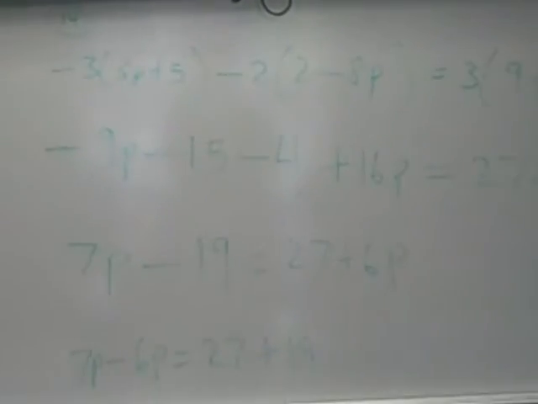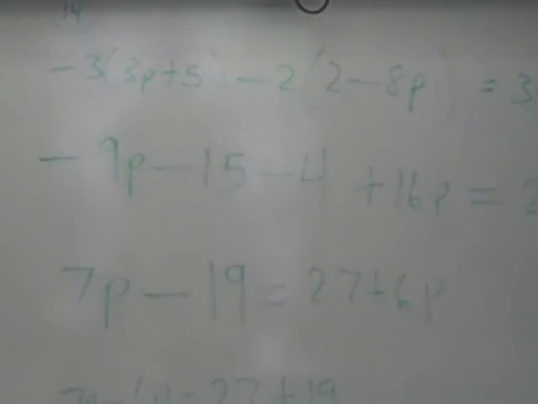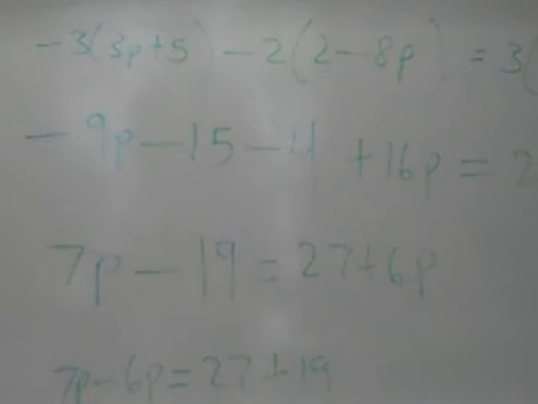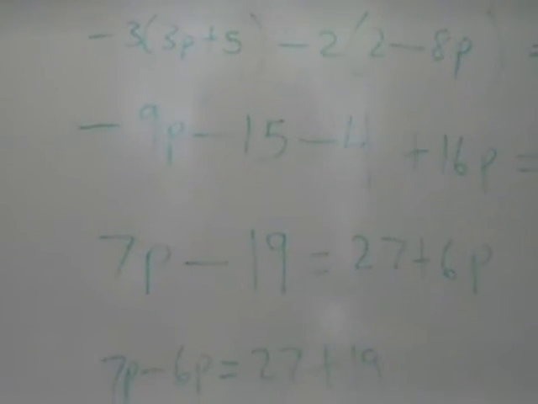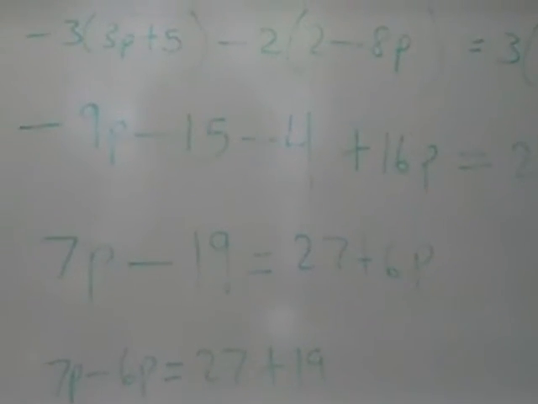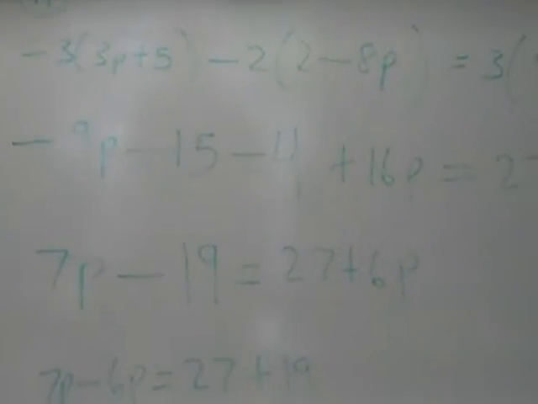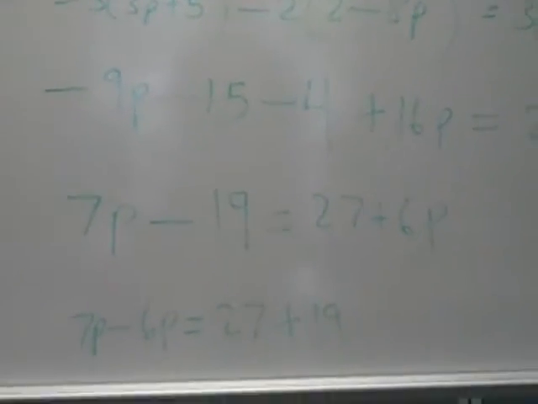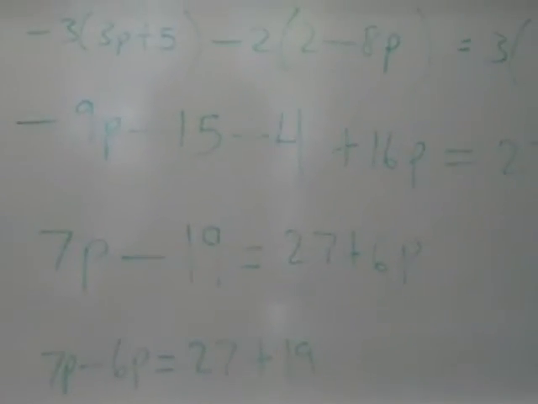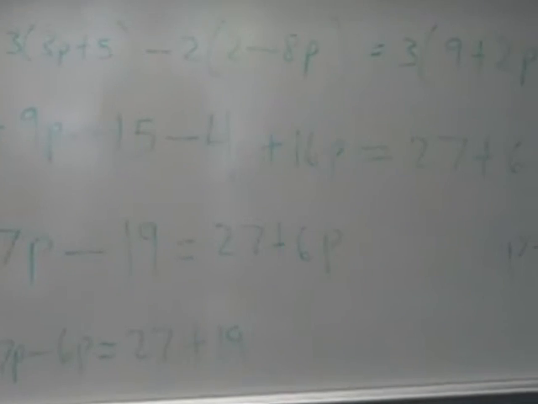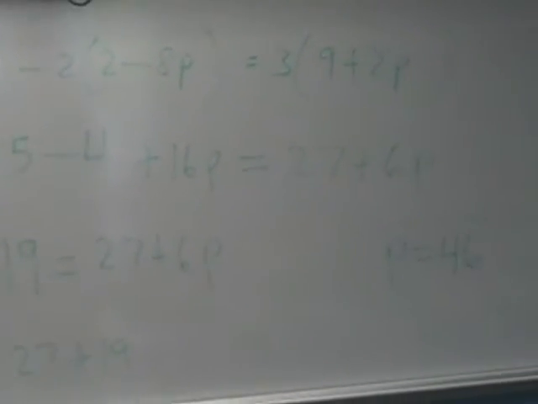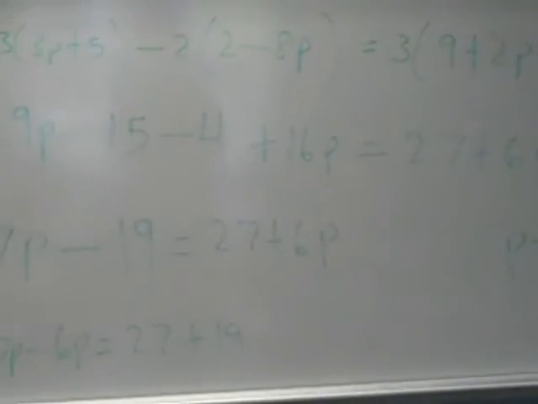Now on the left-hand side, here's the left-hand side. Negative 9p plus 16p is 7p. So we add p's to p's. And then negative 15 minus 4 is negative 19. So just add and subtract the regulars. And then that's equal to 27 plus 6p. I didn't mess with the right-hand side from step 2 to step 3.